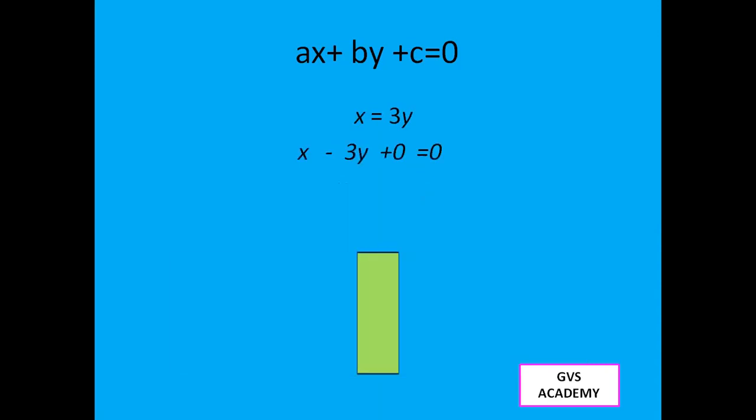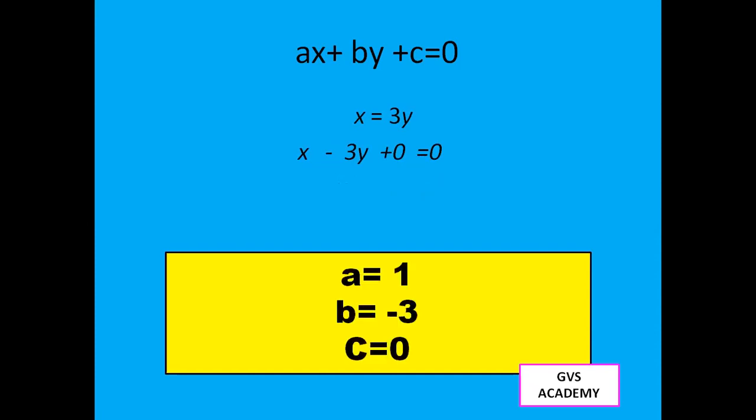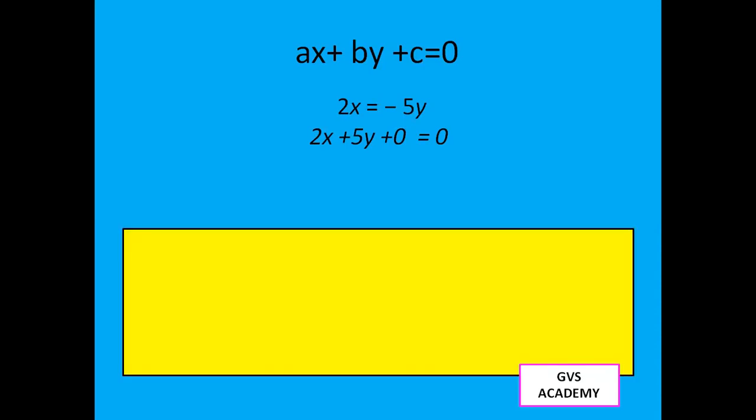Coming to our next subdivision, we see x is equal to 3y is given to us. So x minus 3y plus 0 equal to 0, a is equal to 1, b is equal to minus 3 and c is equal to 0. Next one. The next equation is 2x equal to minus 5y. Let us take these variables to one side. So 2x plus 5y plus 0 equal to 0. So a is equal to 2, b is equal to 5 and c is equal to 0.